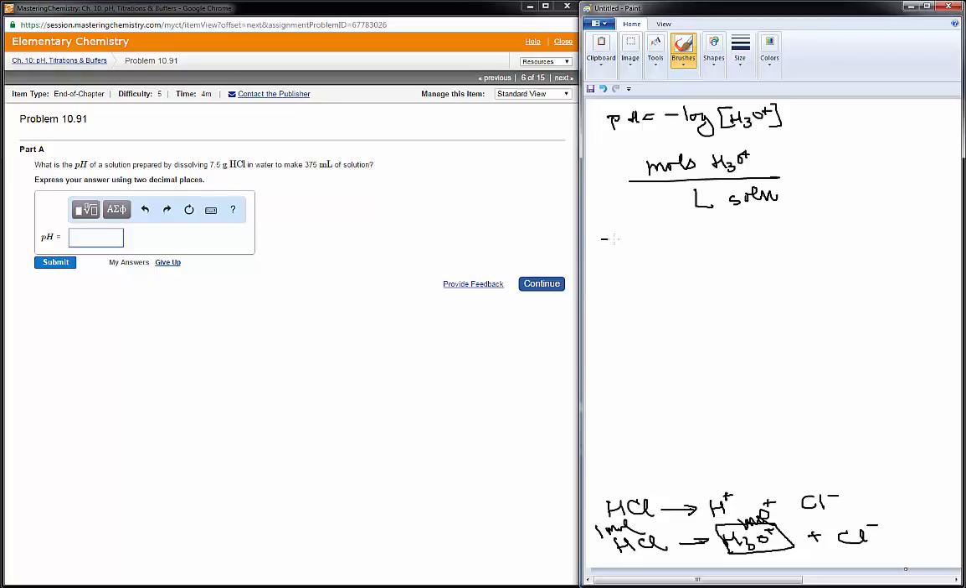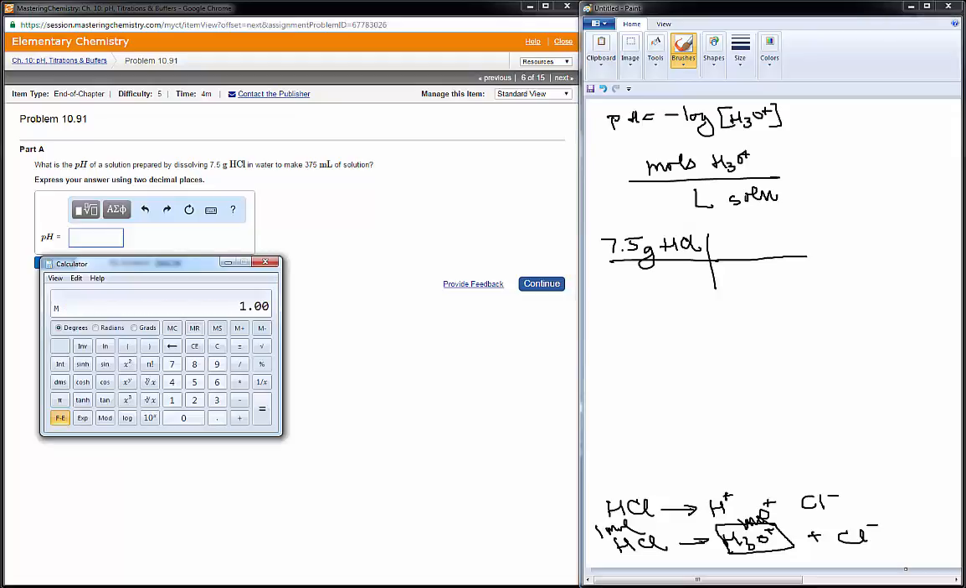If I'm starting with 7.5 grams of HCl, then I've got grams of one thing and I need moles of another. I need to do stoichiometry, follow my roadmap. It tells me if I want to go from grams of one thing to moles of another, the first thing I need to do is go from grams of one thing to moles of that one thing using the molar masses on the periodic table. If I look this up, hydrogen has a mass of 1.008, chlorine has a mass of 35.45, and I get a total mass of 36.458 grams in a mole.